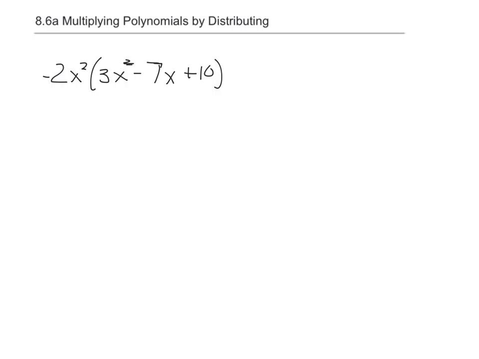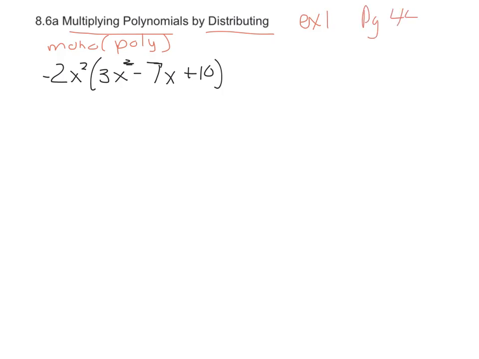Okay, this is section 8.6a, and it's multiplying polynomials. We're going to be distributing because in this section, we're going to be starting with a monomial and then multiplying that by a polynomial. So here is the first example, example 1 on page 444, and it starts out with the monomial negative 2x squared, multiplying it by the polynomial 3x squared minus 7x plus 10.